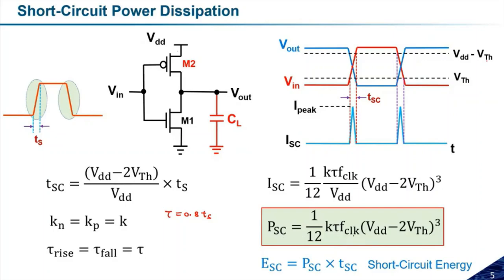If I increase or decrease the operating frequency or the input frequency, this PSC can also change. The threshold voltage plays a major role on the short circuit power dissipation as well, and also the supply voltage that we have used. So these are the factors that decide: K, tau, F, VDD, and VTH. These five parameters can decide the short circuit power dissipation flowing through the circuit. Okay, so this is the important term that we have to consider.